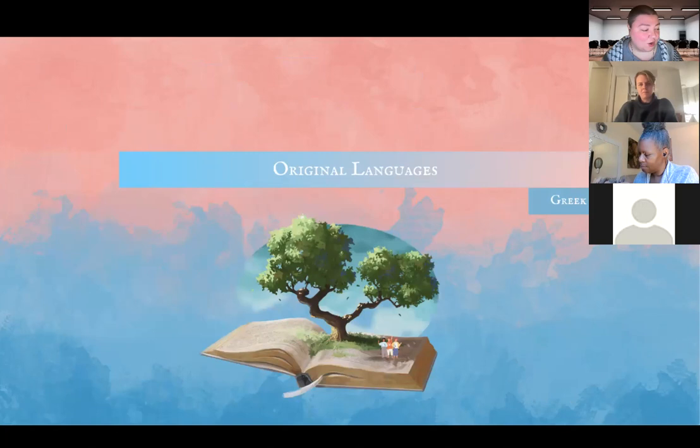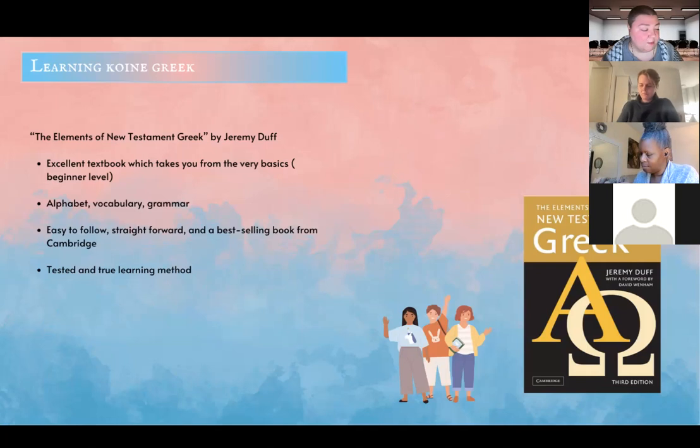Now, let's talk a bit about languages. If you do decide you'd like to learn a biblical language, here are some tools which you'll need. If you're learning Koine Greek, we recommend this textbook, The Elements of New Testament Greek by Jeremy Duff. This is an excellent textbook which takes you from the very basics, knowing nothing, through the alphabet, the vocabulary, and into basic grammar. Easy to follow, straightforward, and a best-selling book from Cambridge.